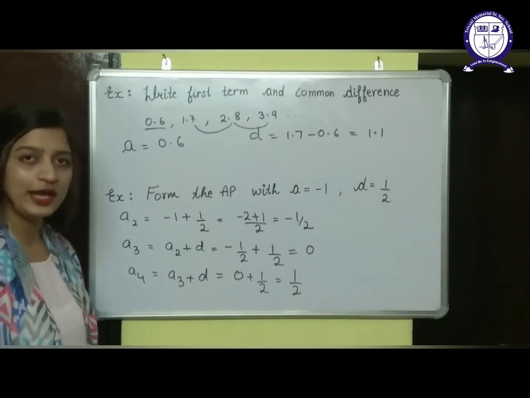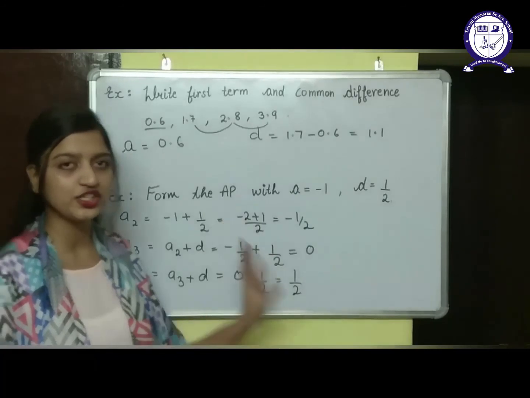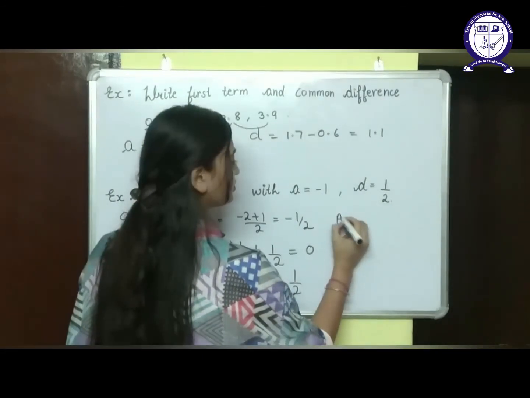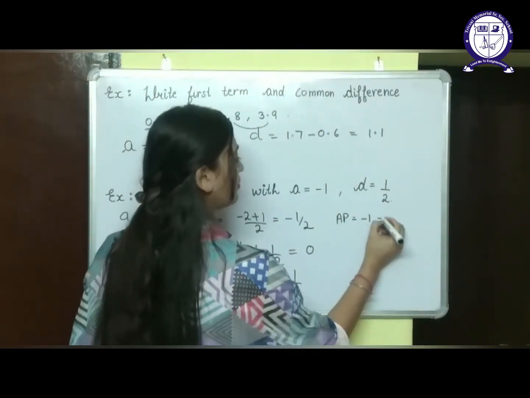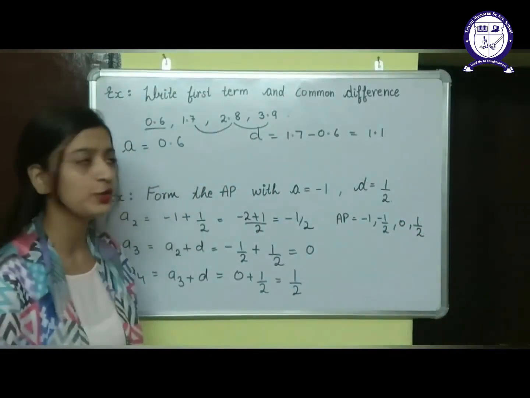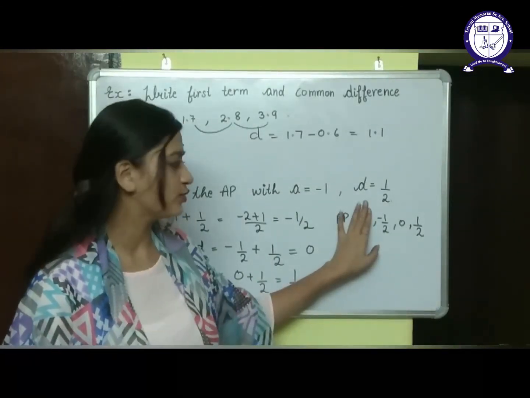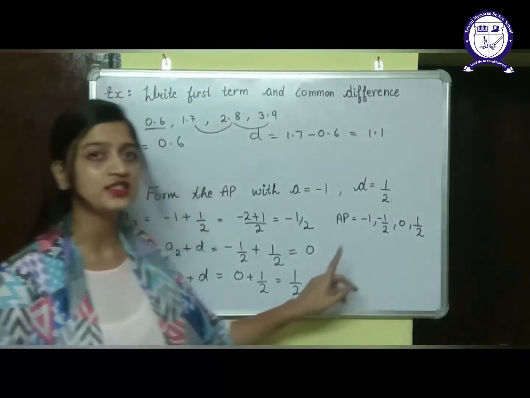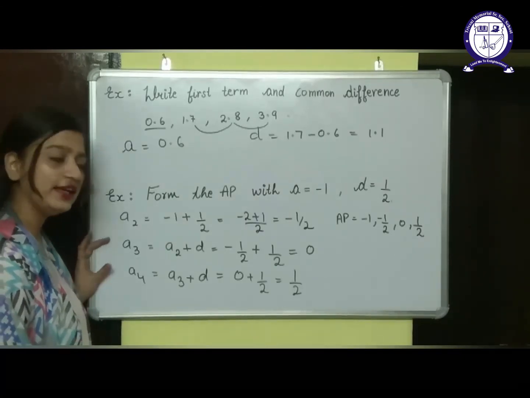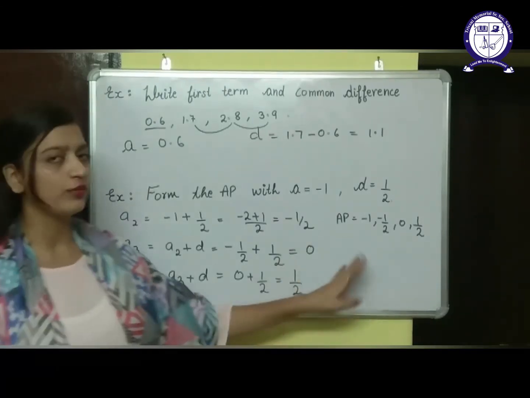Now it says form the AP. So you should find at least 3 terms so that the question looks proper. So the answer will be: AP is minus 1, minus 1 upon 2, 0, 1 upon 2. Don't forget to write the first term. AP is not starting from minus 1 upon 2. It is starting from minus 1. First of all, find A2 by adding A and D. A3 is A2 plus D, A4 is A3 plus D, and you will form the AP.